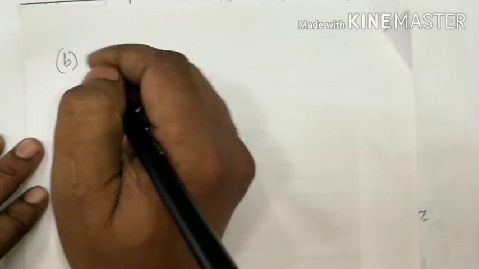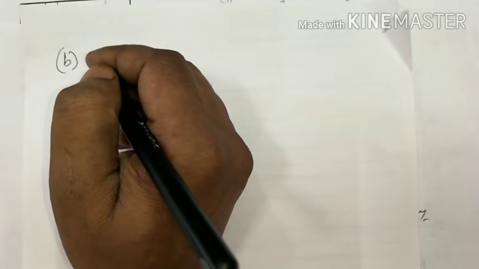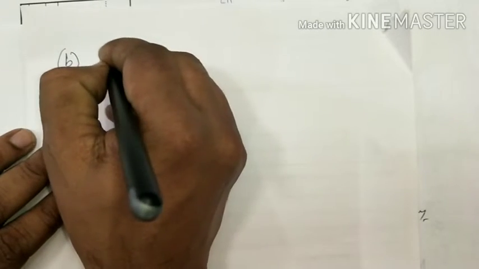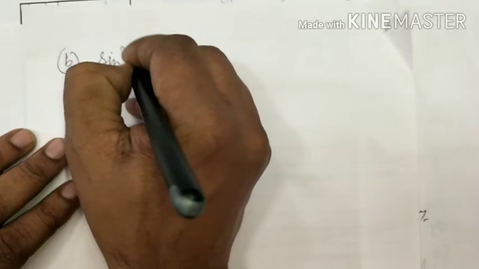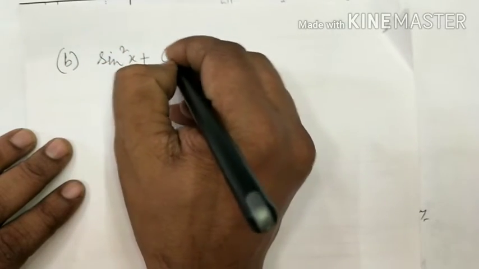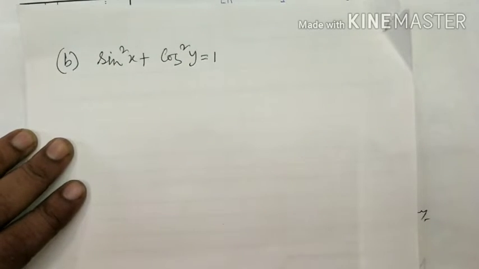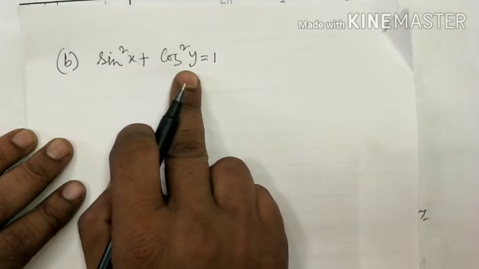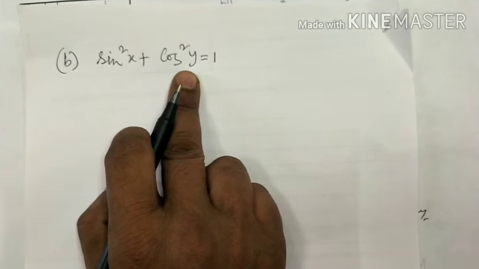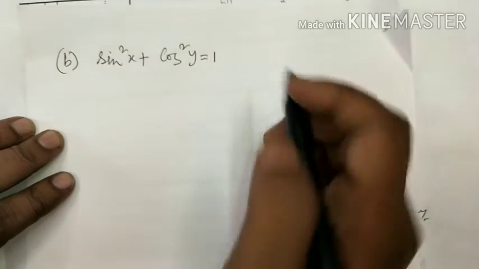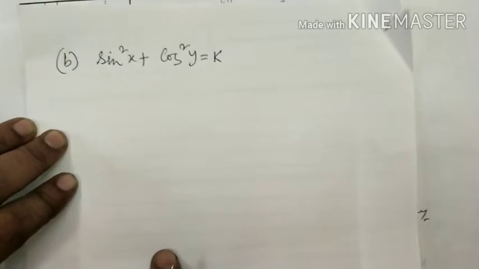Next problem. So what is the next problem? See, question number B. Here again you are going to find dy by dx. Suppose sin square x plus cos square y equal to what? 1. That is sin square x plus cos square y is equal to 1. Clear? Or you can say this is equal to what? K. It will be better.